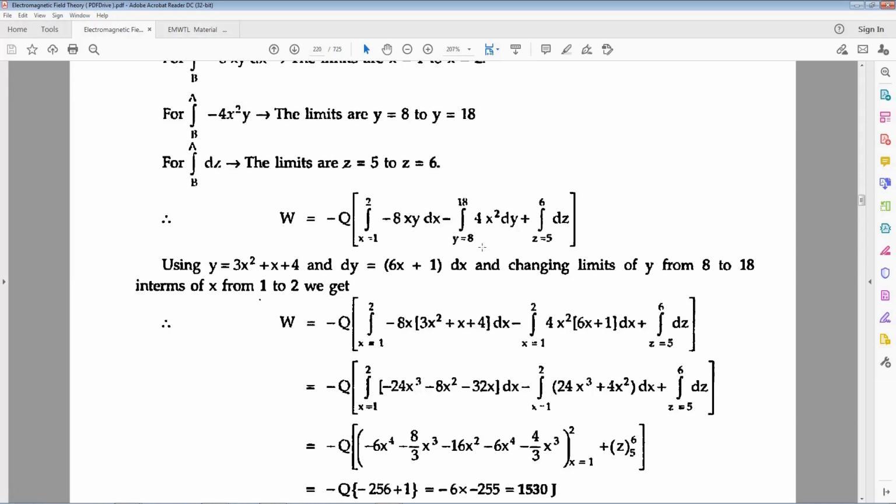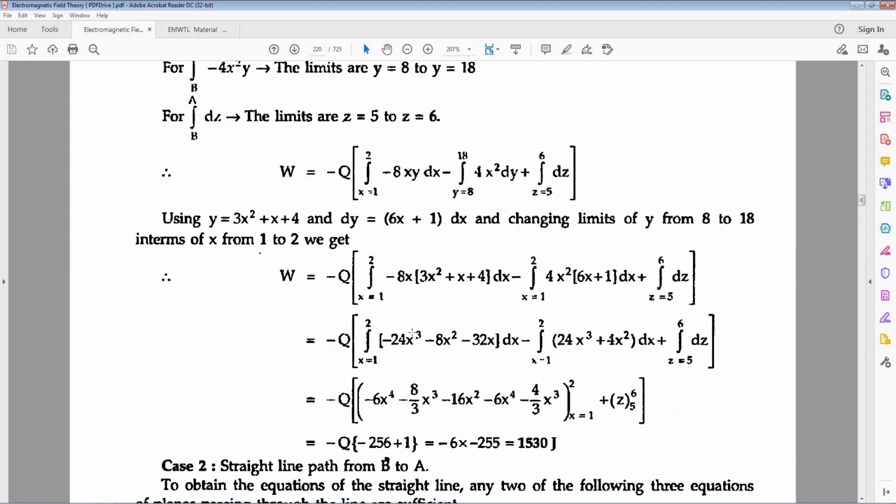For the next integral, the y value is 8 to 18, but changing that, y in terms of x, x is 1 to 2, 4x square, and dy I am replacing as 6x plus 1 into dx. So I change the limits of 8 to 18 for y, and replace dy in x terms, 6x plus 1 into dx. Then integral of dz from 5 to 6. So apply the integral here: 3x cube, 8 threes, and here it is x cube. X cube gives x power 4 by 4, and the 4 gets cancelled, 24 is a 6.